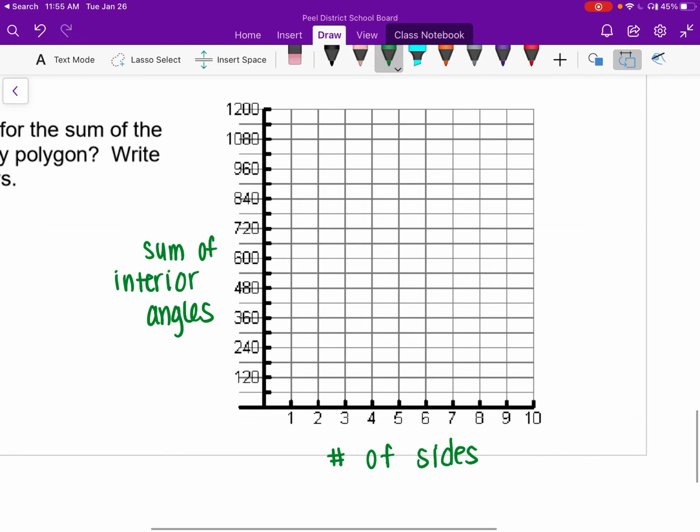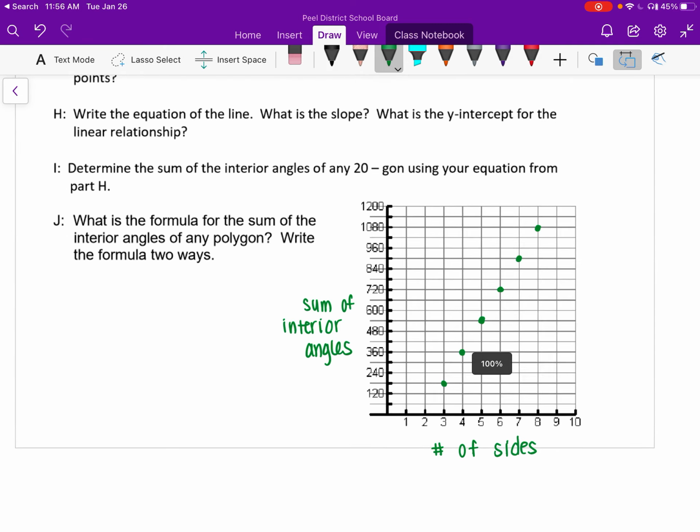So let's just go and plot that in. My first one, number of sides, starts at 3, which is a triangle, and I'm going to go up to 180. So 180 is about here. If I have 4 sides, which is a quadrilateral, it's going to go up to 360. So 360 is here. 5 sides, I'm going to go up to 540, which is here. 6 goes up to 720, which was here. 7 went up to 900, so it's in between 880 and 920. And 8 went up to 1080, right? So my graph's going to look something like that.